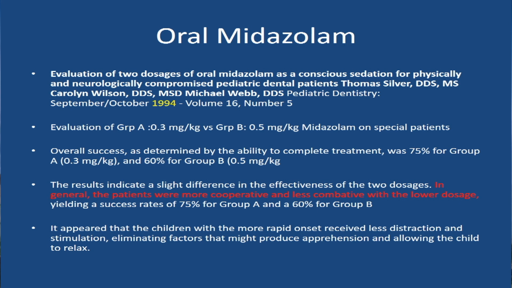The results indicate a slight difference in effectiveness of the 2 dosages, and in general, the patients were more cooperative and less combative with the lower dose. So that would suggest that 0.3 milligrams per kilogram is an optimal dose for using oral midazolam, and also it's a decreased dose from the 0.5 milligrams, which is typically used for oral midazolam alone.